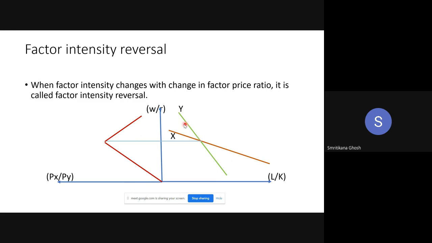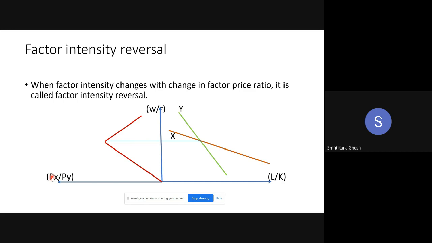If it is just opposite, that means here X is becoming capital intensive and Y is becoming labor intensive. In this situation, what happens? If Px is rising, try to understand. For this range, X is capital intensive and Px is rising. So the producer is interested to produce more of X.